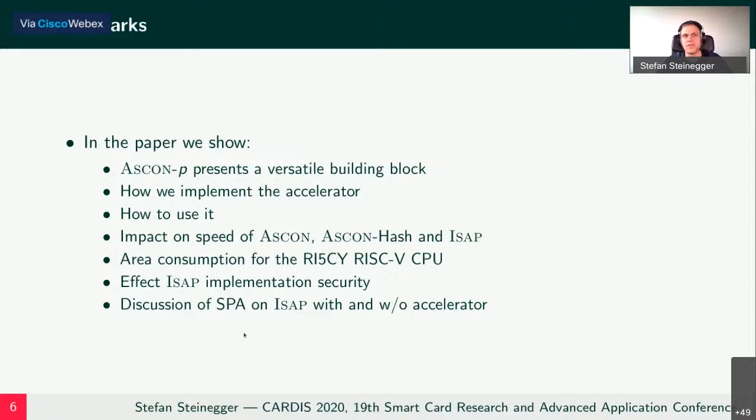We also have a detailed description of the area consumption when the accelerator is present in a RISC-V CPU, and we also discuss the effect on the ISAP implementation security, as well as a discussion on simple power analysis attacks on ISAP with and without the accelerator.